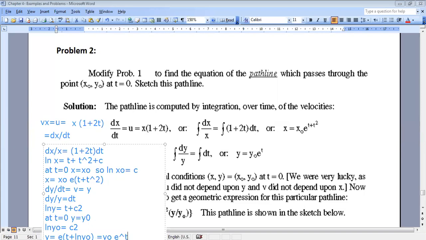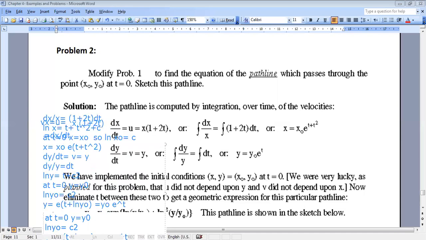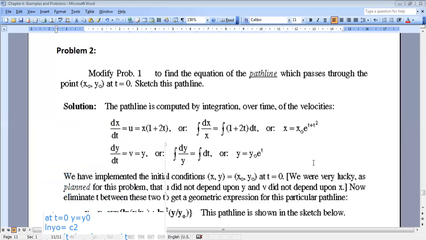Now you have x as a function of time and y as a function of time. If you want to find the path line, y as a function of x, you should eliminate time between the two relations. From the y relation, you can get t as a function of y. Since y is equal to y0 times exponential t, I can go back to the previous relation.